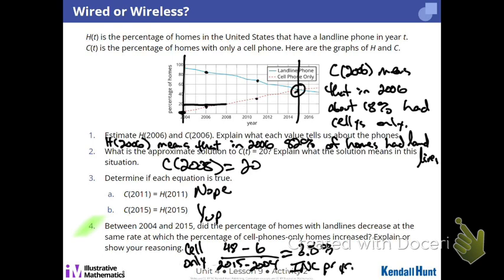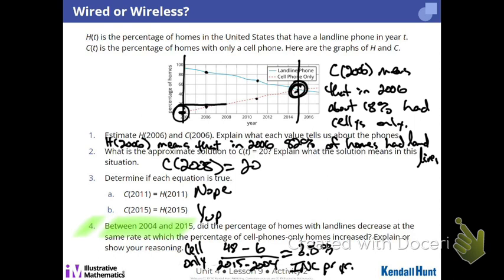Wait, how big is the 48 minus 6? It was at 48 here, started at 6. So you didn't do it all the way to the end of it, you just did it to 2015, because 2004 to 2015 is what we're looking at. That's good.